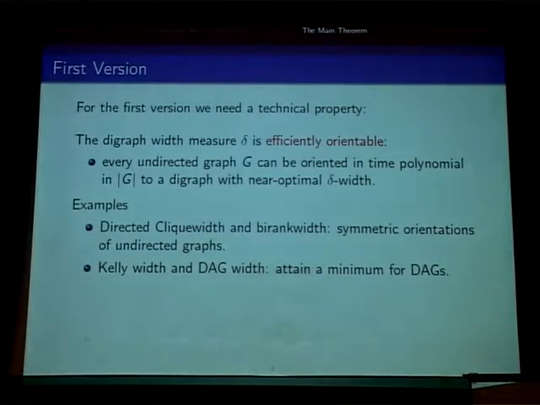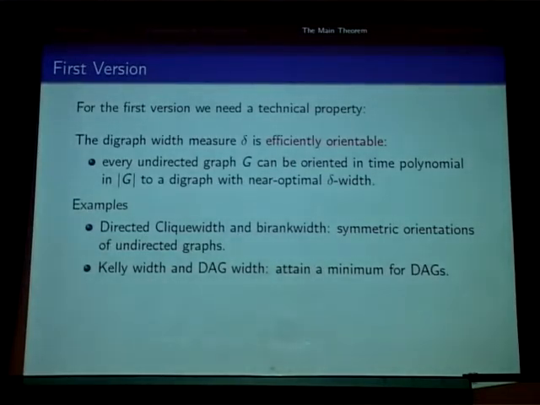So we have 2 versions of our main theorem because the version that we have in our paper is slightly weaker. Last week we found a stronger version. So let me first state the version that appears in the proceedings. For this version, we need another technical requirement, which we call efficient orientability. Intuitively, a width measure is efficiently orientable if you give me an undirected graph, I can orient the edges of the graph in polynomial time such that the resulting digraph has optimal directed width, the optimum being computed over all possible orientations of the undirected graph that you've given me.